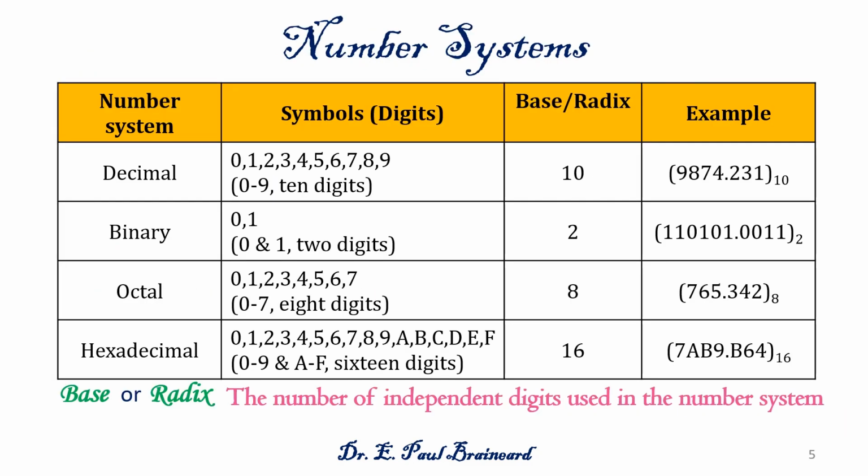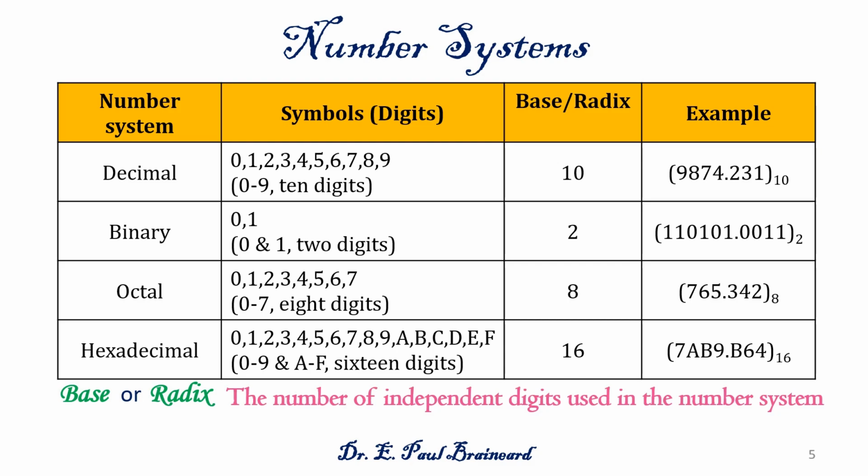Now let us look at number systems. Decimal system has 0 to 9 digits, a total of 10 digits. Therefore, the base or radix of decimal number system is 10. Base or radix is defined as the number of independent digits used in a particular number system.